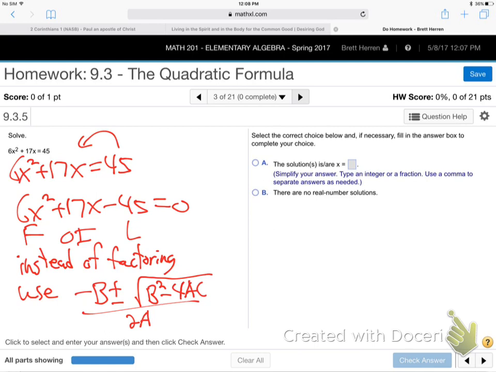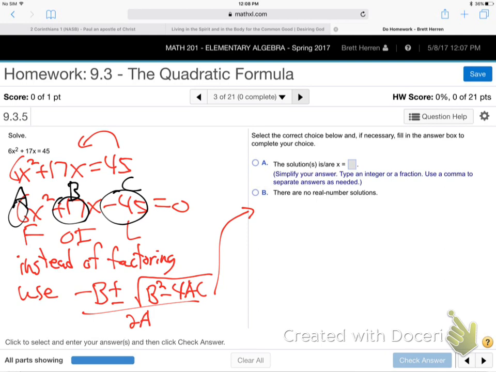Okay, so I am going to plug into that formula. Now, what's this A, B, C stuff? Well, the A is the first number in your problem, B is the second, and C is the third. And so the A is the 6. It doesn't include the X's. The A, the B, the C, they're just the numbers, not the X's. Does that make sense? They include whatever signs are in front of them, positive or negative. So the A, B, and C are the numbers from your problem. They don't include the X's.